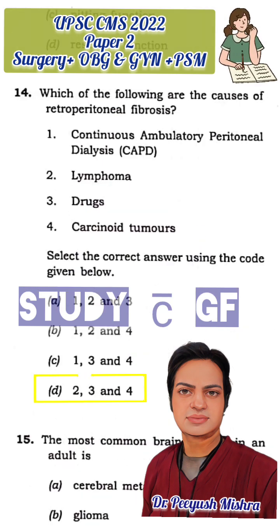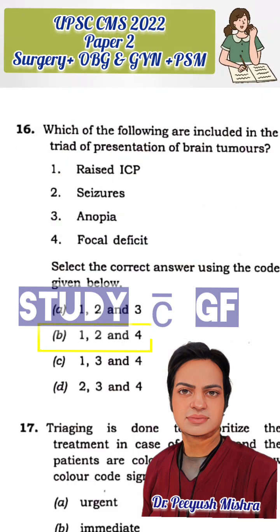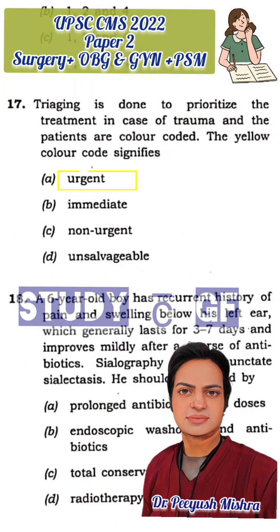Which of the following are causes of retroperitoneal fibrosis? Lymphoma, drugs, carcinoid tumors. The most common brain tumor in an adult is cerebral metastasis. Which of the following are included in the triad of presentation of brain tumors? Raised ICP, seizures, focal deficit. Triaging is done to prioritize the treatment in case of trauma. The patients are color coded. The yellow color code signifies urgent.